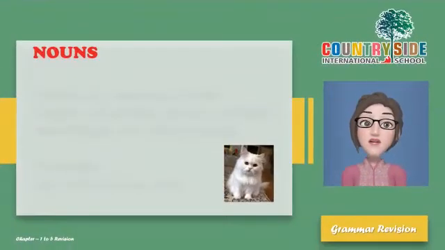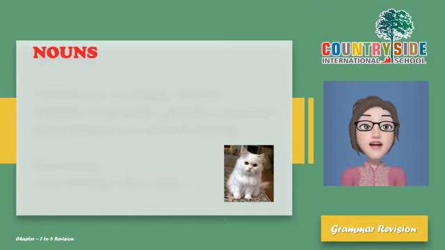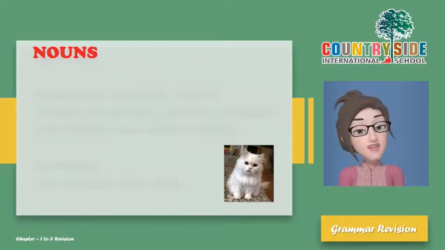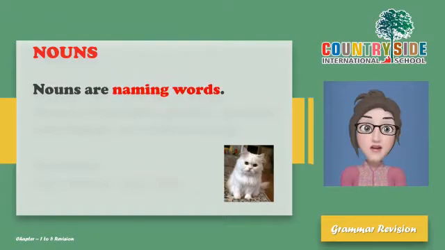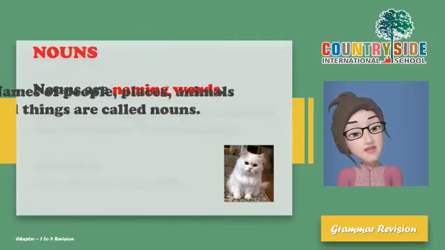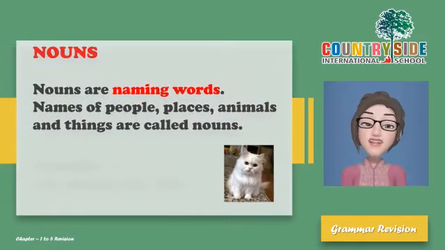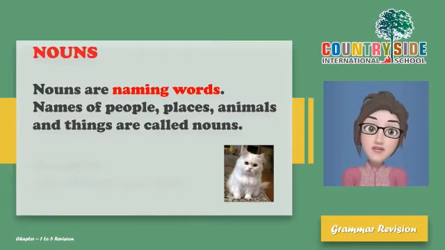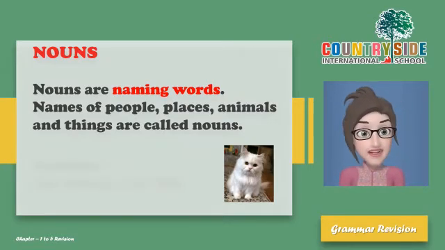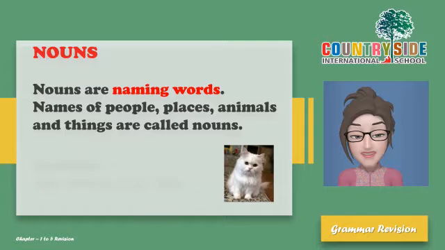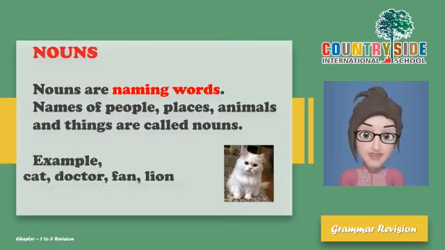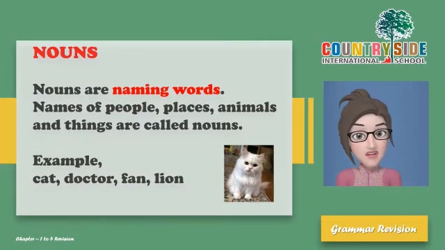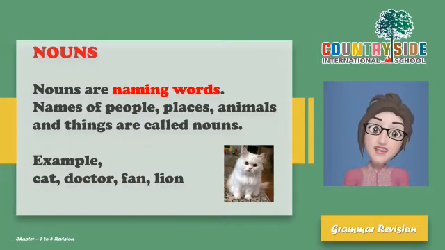Fourth chapter, we studied about nouns. What are nouns? Names. They are also called naming words. All the names of person, place, animals, things we see around us are nouns. See the example? Cat, doctor, fan, lion. These are all names.